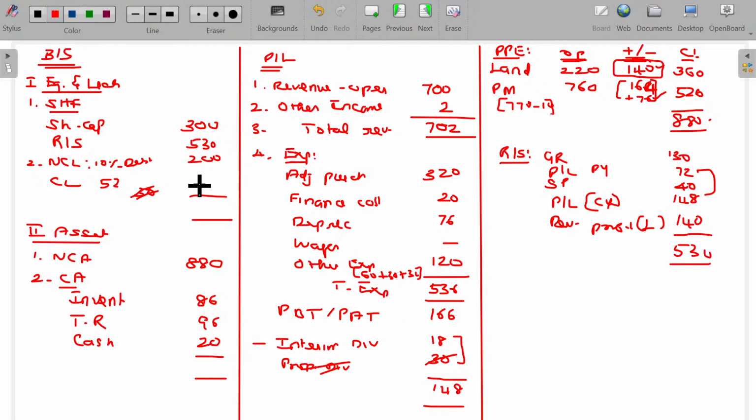Proposed dividend, you can skip this, 52. And total of the shareholders' funds, equity and liabilities here, 1082. And the asset side total being 1082.